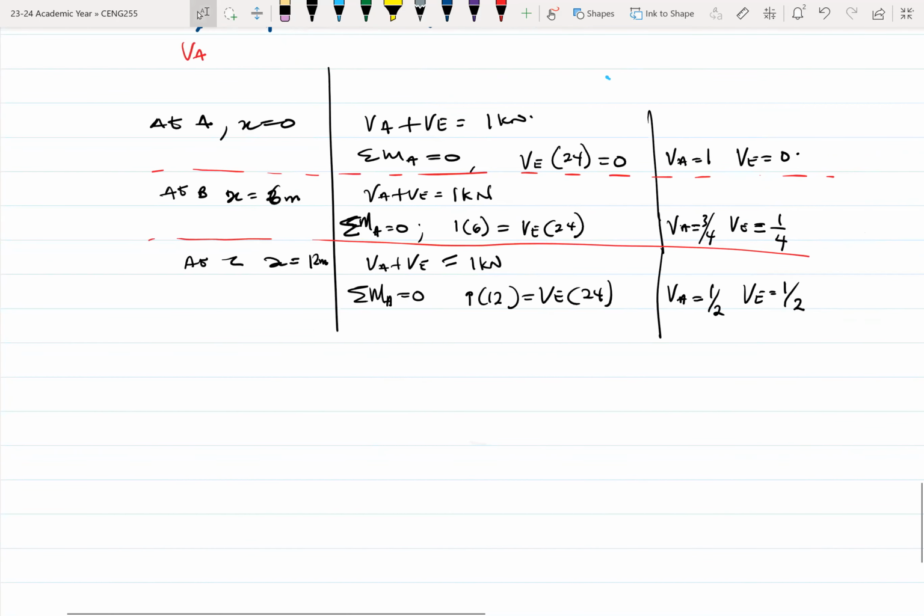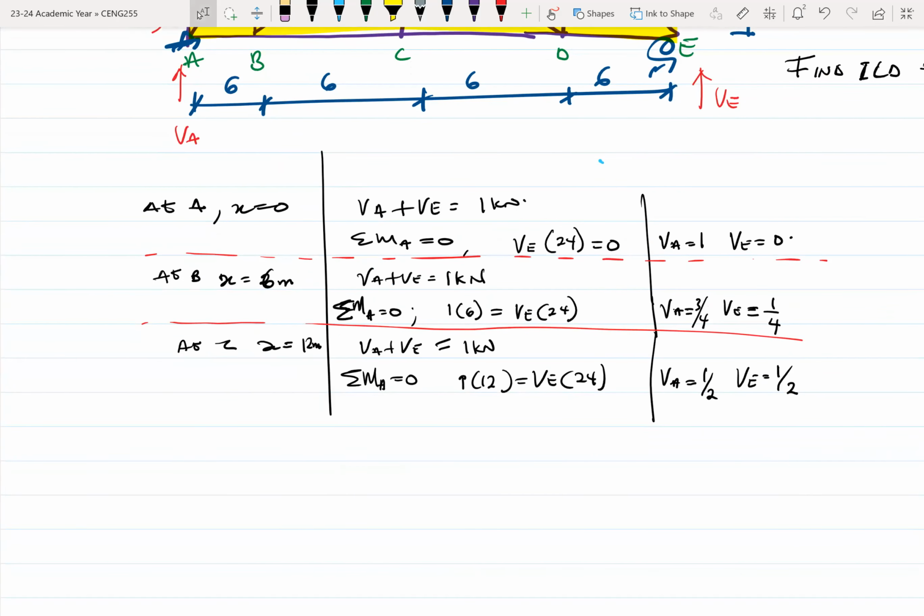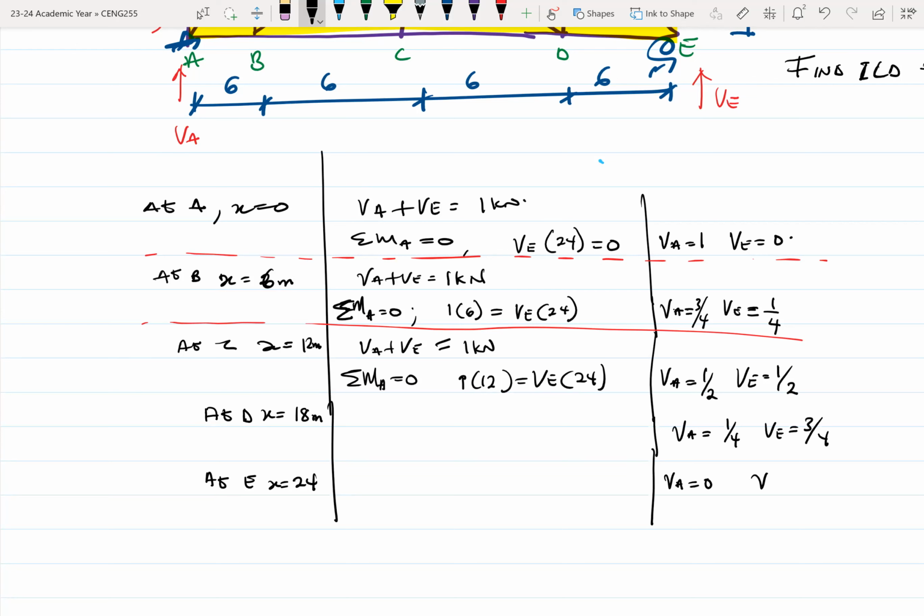So we can apply this to the other sections, D and E, all right? So at D, where X is equal to 18 meters, you will see that our VA will be equal to 1 over 4, and our VE will be equal to 3 over 4. Then at the last one, E, where X is equal to 24, you will soon realize that our VA goes to 0 and our VE becomes 1 kilonewton.